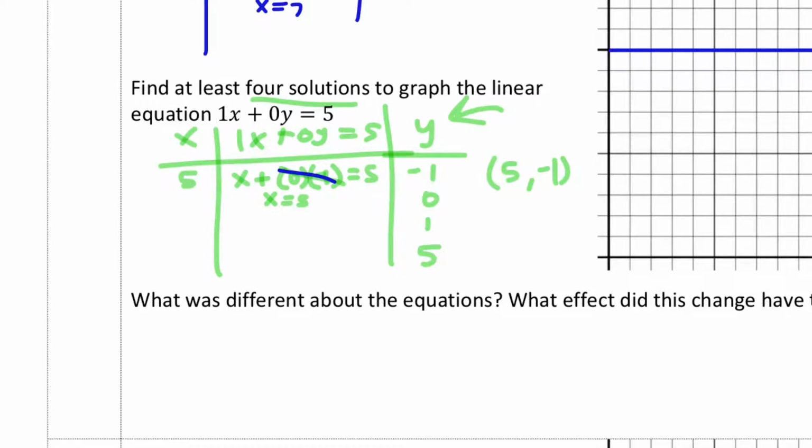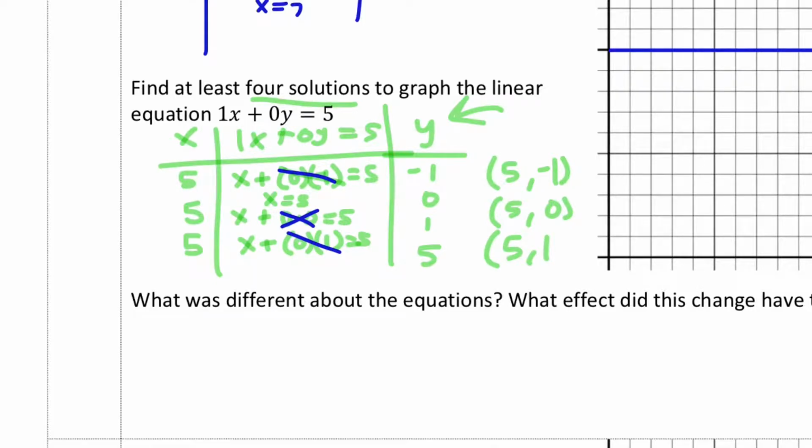If I plug in 0, well, I get x plus 0 times 0, and we should know right now that also goes away, equals 5. So that's weird. x equals 5 again. So my next point is (5, 0). And then I'm going to do it again. I'm going to have x plus 0 times 1 equals 5. Anything times 0 is 0, so that's gone, which means that for us, x equals 5. So we get (5, 1).